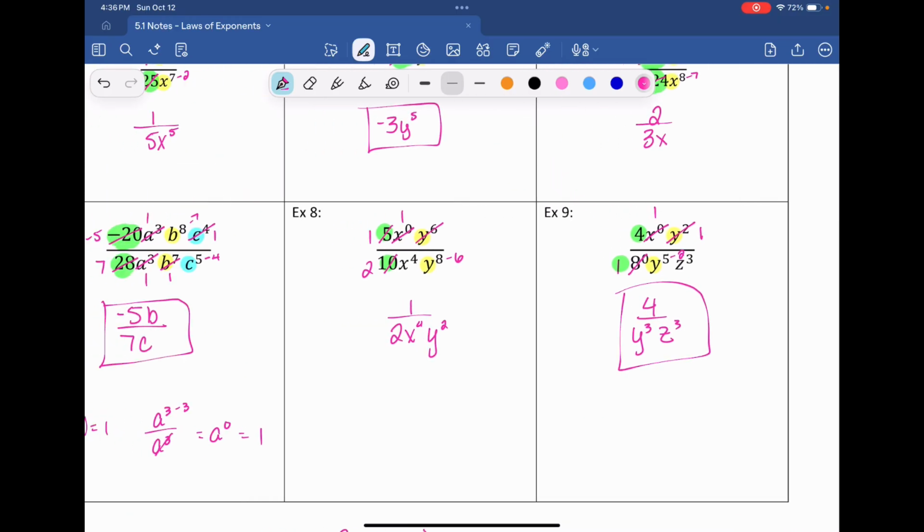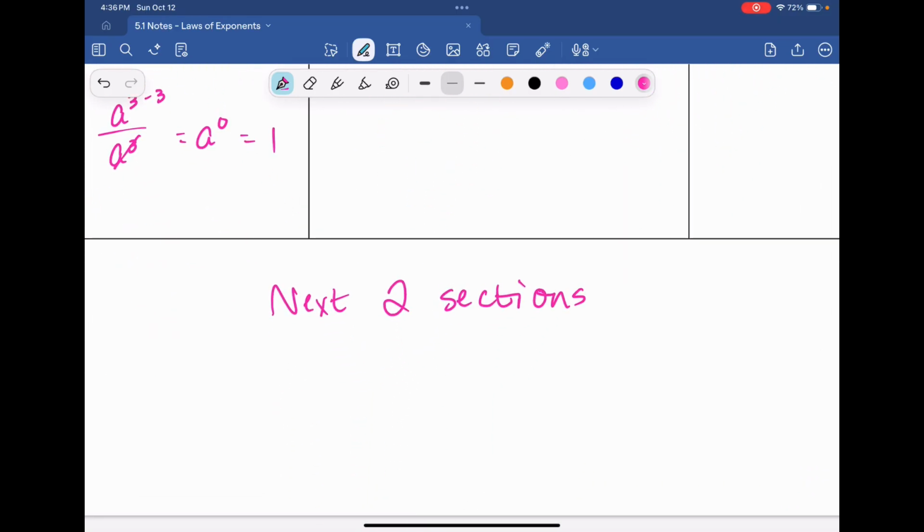So once you get done with this section, I want you to do the next 2 sections of your 5.1 assignments. This is section 2 and 3.